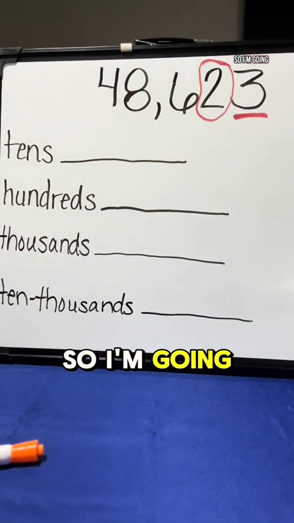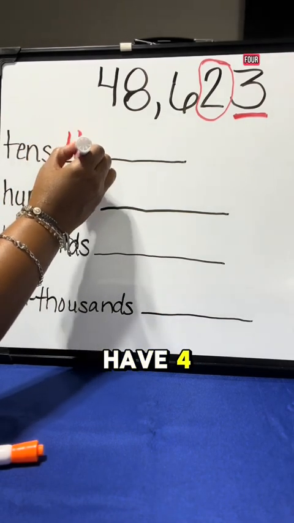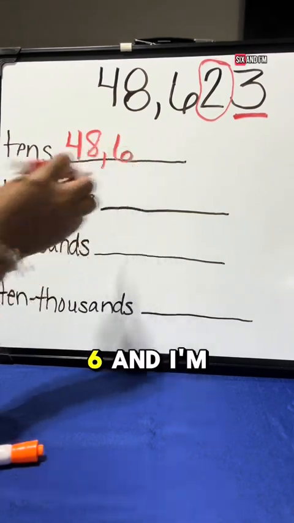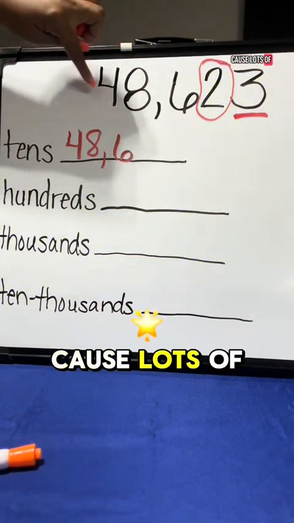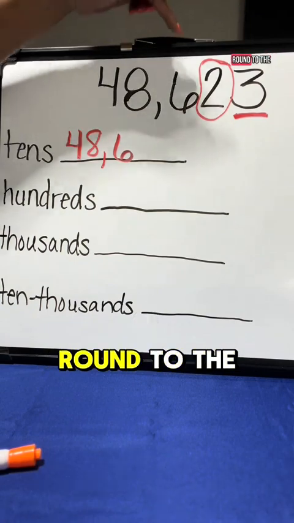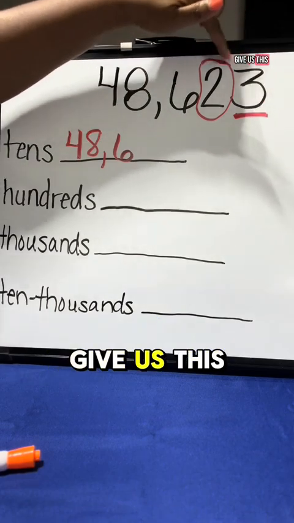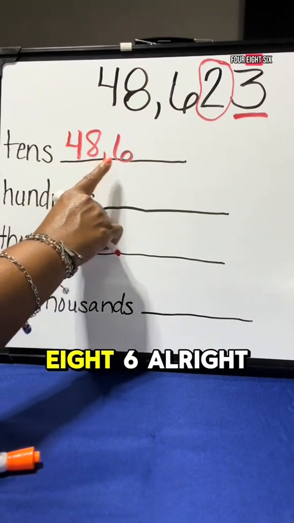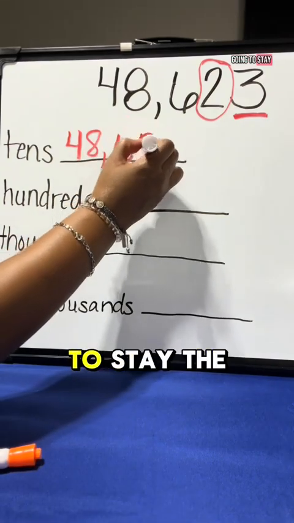So I'm going to go ahead and write this number. So we have 4, 8, 6, and I'm writing that because I don't want us to forget about it, because lots of times when we ask students to round to the nearest tens, they only give us this part right here. They don't write the whole thing. So we're going to bring it down, 4, 8, 6. All right, this 3 told us that this 2 is going to stay the same.